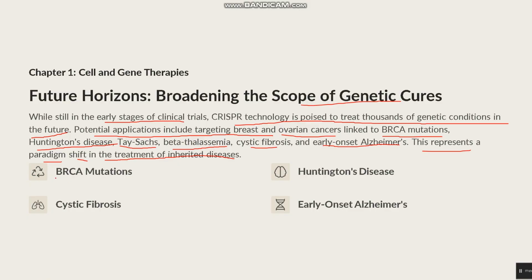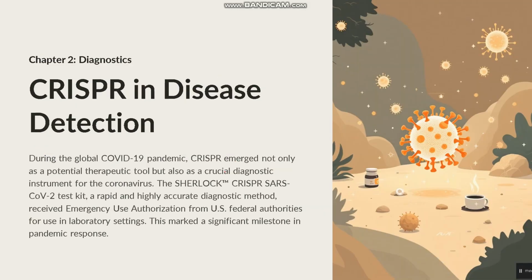So the main ones are the ovarian and breast cancers, Huntington's disease, the neurodegenerative disease early onset Alzheimer's, and cystic fibrosis. The second one is diagnostics. CRISPR-Cas9 is also used for diagnostics. CRISPR in disease detection: during the global COVID-19 pandemic, CRISPR emerged not only as a potential therapeutic tool but also as a crucial diagnostic instrument for coronavirus.